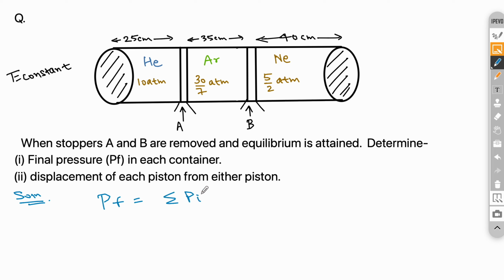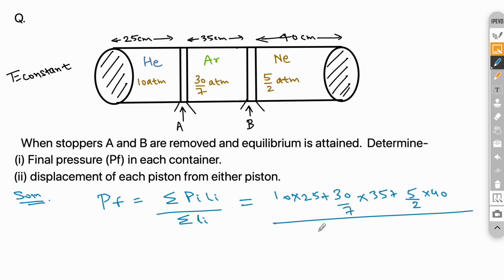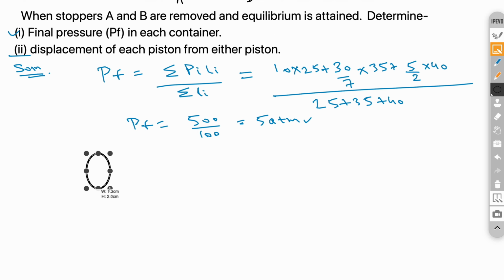So I'll simply solve it using the formula which we discussed earlier. The final pressure should be equal to the summation of the product of initial pressure into length, divided by the summation of initial length. So 10 multiplied by 25 plus 30 by 7 multiplied by 35 plus 5 by 2 multiplied by 40, divided by the total length, which is 25 plus 35 plus 40, right? So simply we'll solve this and we get the final pressure which will be present in each container. It will come out to be 500 divided by 100, which is 5 atm, right?